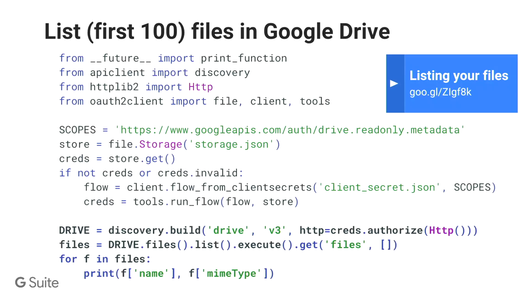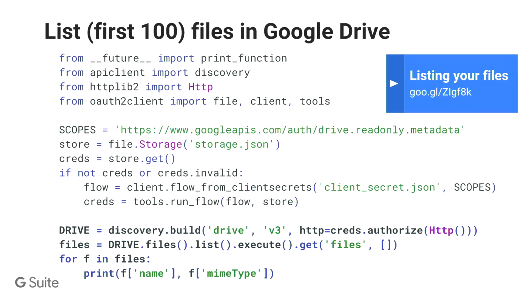Okay, so what do these 4 lines do? This one's saying, I want to create an endpoint to the Google Drive API version 3. I'm going to pass in an HTTP web client, and I'm going to sign it with the credentials that I just got. And then I'm going to say, hey, Drive API, list me all the files, execute the command on the API, and then extract out the files that I got back in the JSON payload.